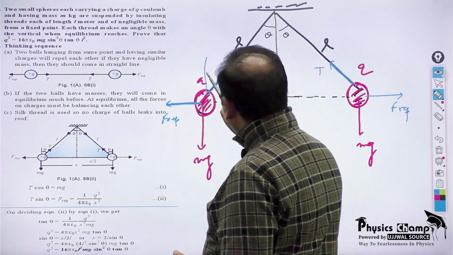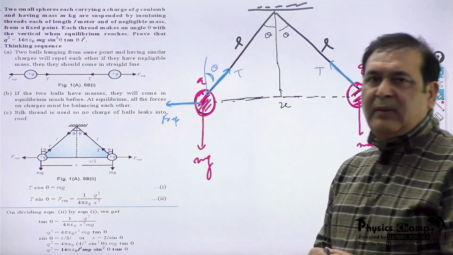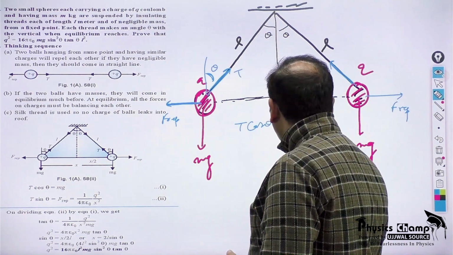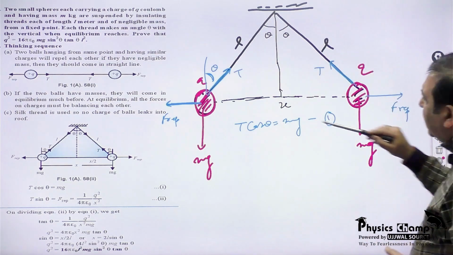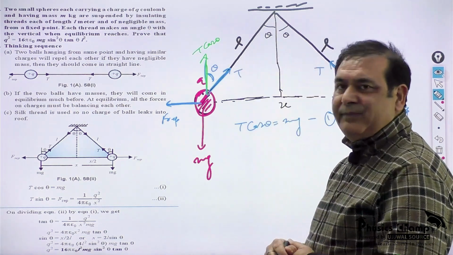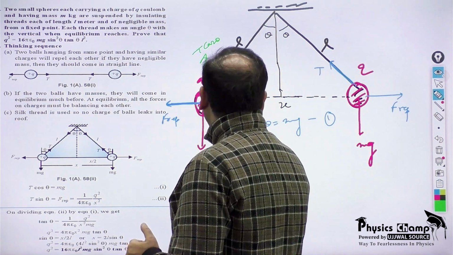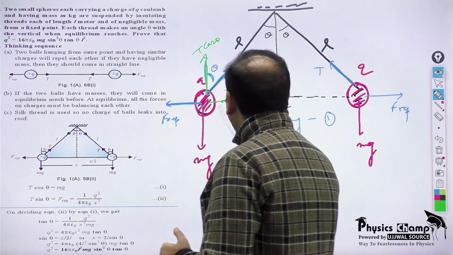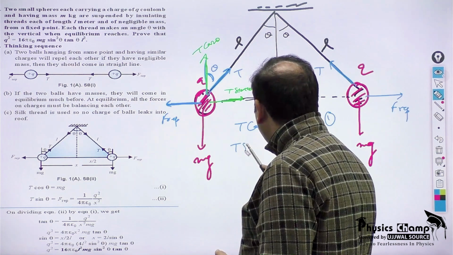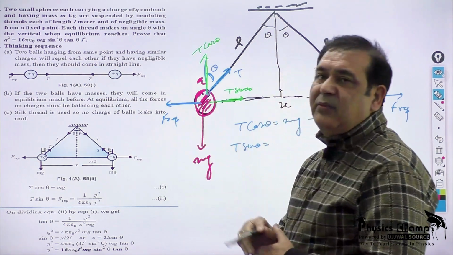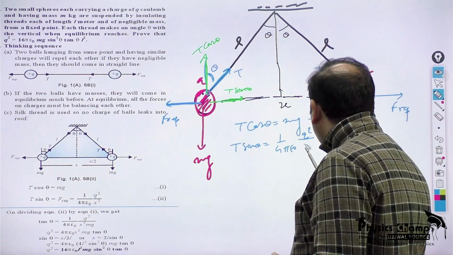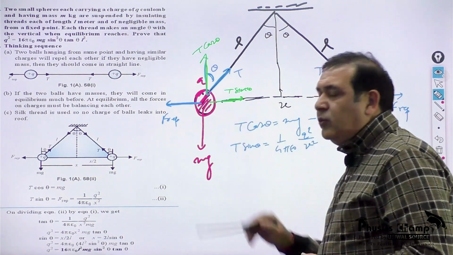So if I have to make an equation for how the forces are balanced, I can say one component of the tension, which is T cos theta, balances the weight of the ball, and the other component of the tension, which is T sin theta, will balance the force of repulsion, which is 1 by 4 pi epsilon naught q square by x square. The gap between the two charges is x.